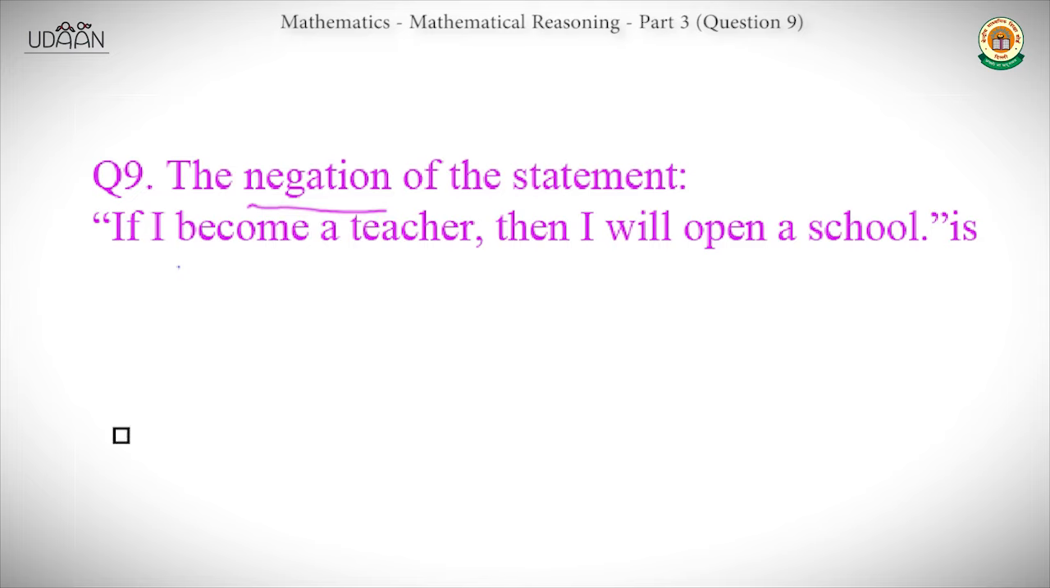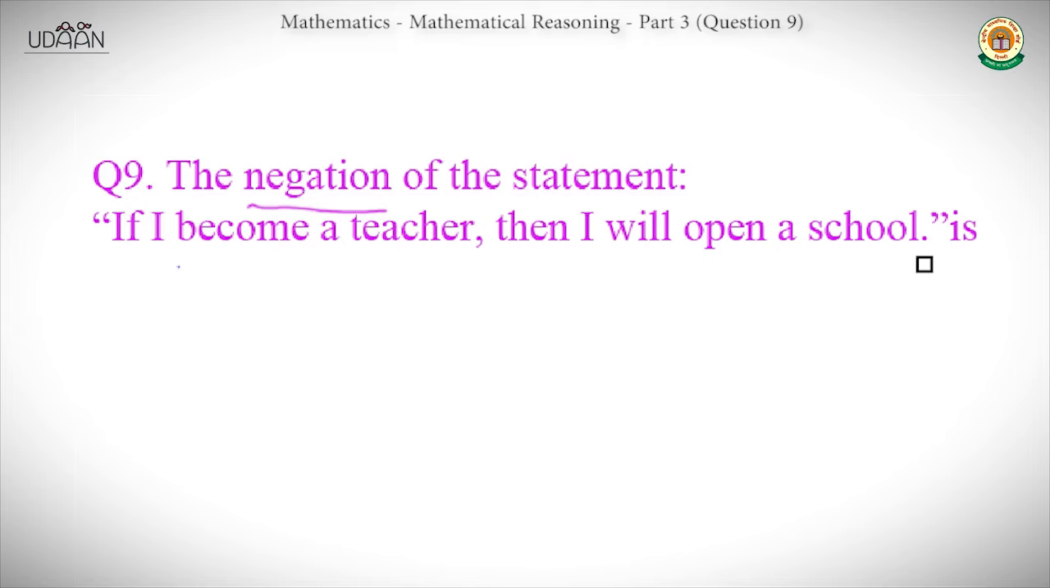So, if I become a teacher, then I'll open a school. The negation is: if I become a teacher, then I'll not open a school. It simply implies this. That means you don't have to actually get into the sentence and find where to put a "not." You just infer the meaning in your head, make a coherent sentence, and put it there.